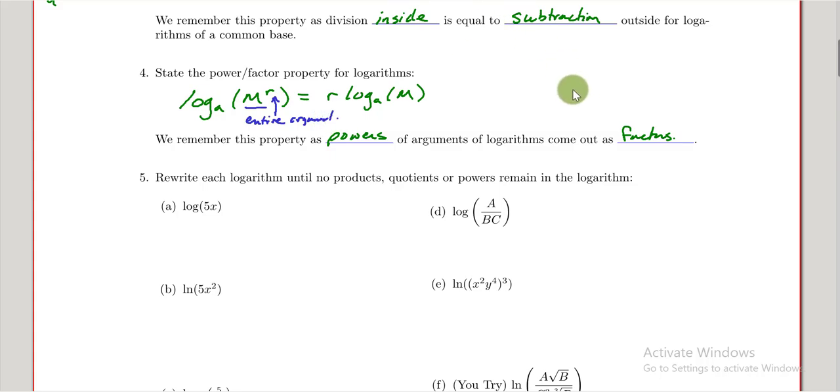So for example, if we were to have the log base 2 of x squared times y, I can't at this moment bring that power of 2 outside of that logarithm. But if we had the log base 2 of xy squared, now the entire argument is being raised to the second power, and we can rewrite that as 2 log base 2 of xy.